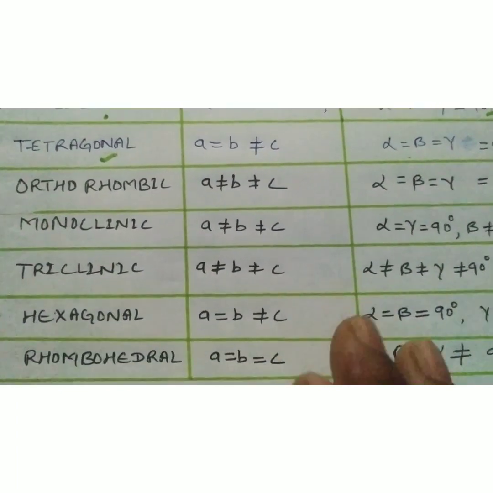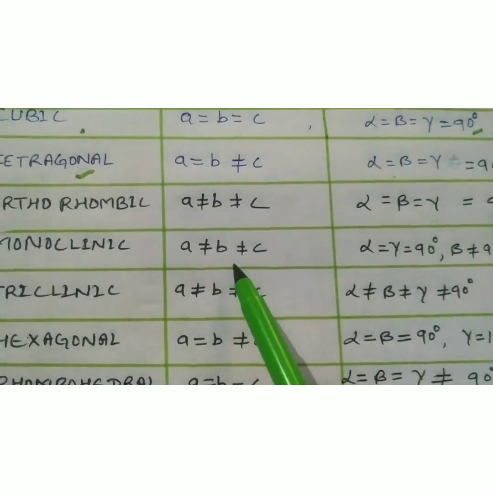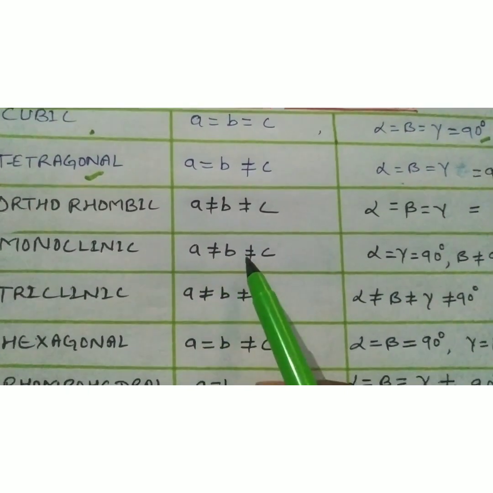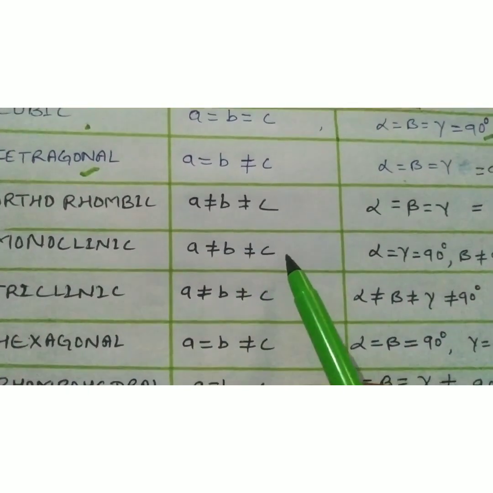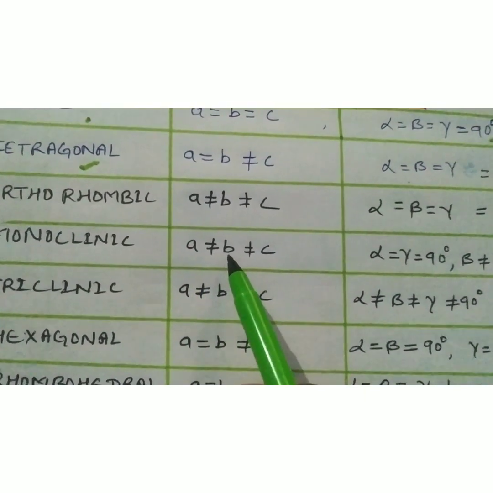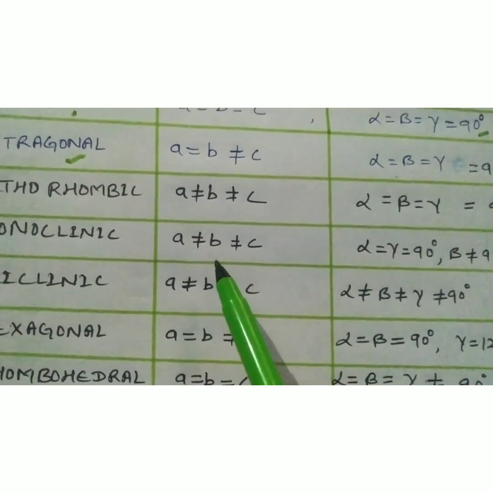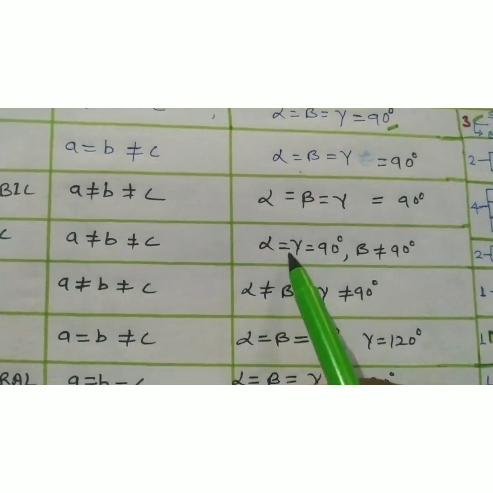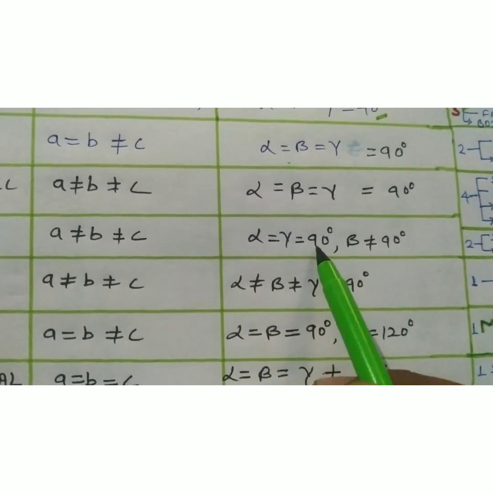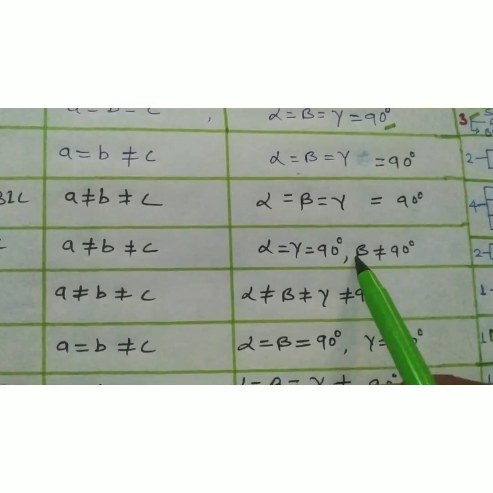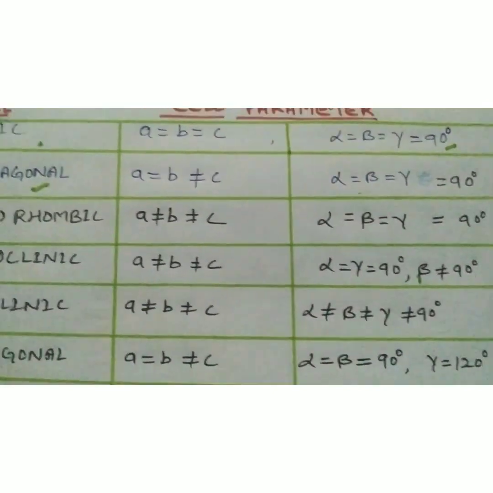Now discuss monoclinic. In monoclinic, length, breadth and height will be different, means the length, height and breadth of the unit cell will not be the same. Clear? While the angles alpha and gamma will remain 90 degree and beta is not equal to 90 degree. Clear? This is beta. Okay.